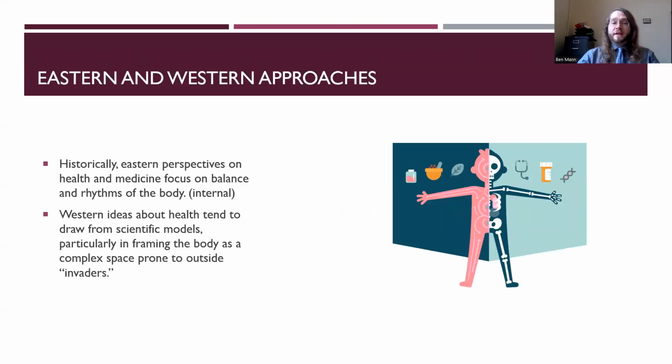One of the biggest dualisms that we might think about here are some of the differences in terms of Eastern versus Western perspectives about care. If we think about this historically, a lot of Eastern perspectives about health and medicine have focused on balance, on rhythms in the body, whereas Western ideas about health tend to draw a bit more from scientific models that frame the body as a space that's prone to outside invaders in a similar way that somebody might invade a country. So this is oftentimes a big difference in how health might be thought about in different ways. A lot of medical professionals and experts are ones who are integrating these types of approaches, recognizing that Eastern and Western approaches alone are not necessarily getting the full picture.